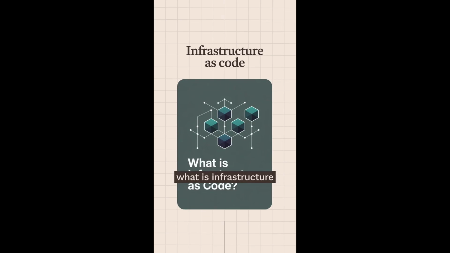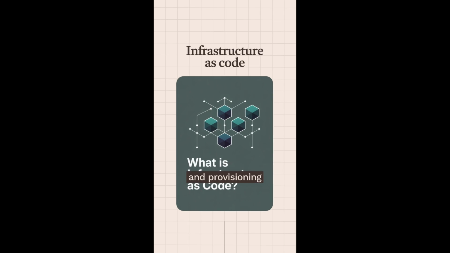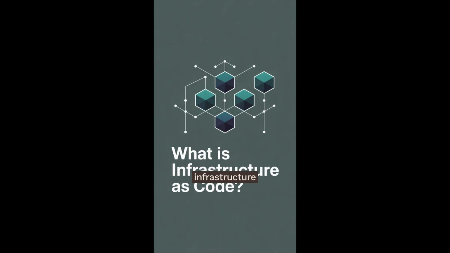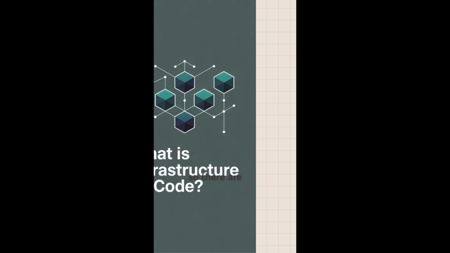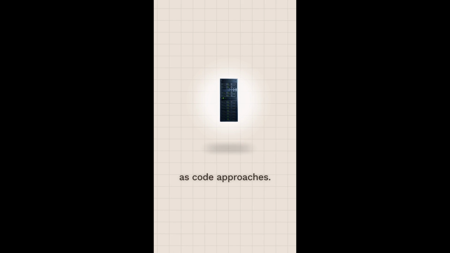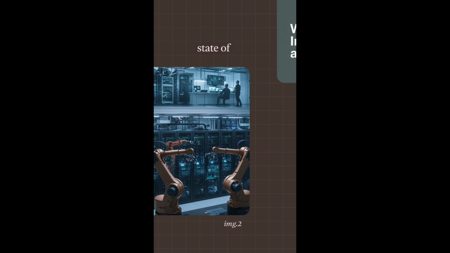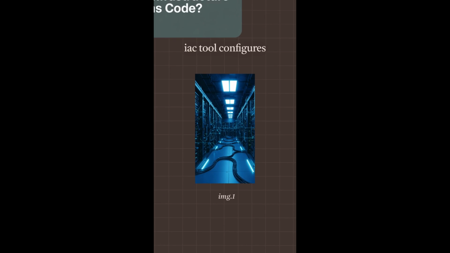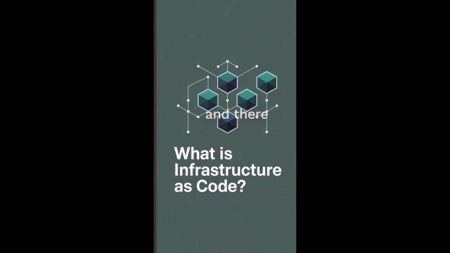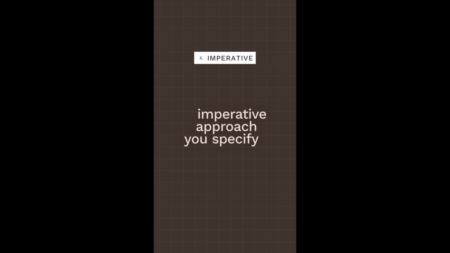What is infrastructure as code? Infrastructure as code is the practice of managing and provisioning your entire IT infrastructure through code instead of manual processes. There are two types of infrastructure as code approaches. One is the declarative approach, where you define the desired end state of your system and the IaC tool configures it for you automatically. And there is another, the imperative approach. You specify the exact commands and steps needed to achieve the desired configuration.